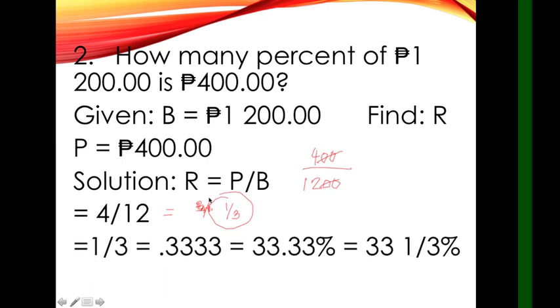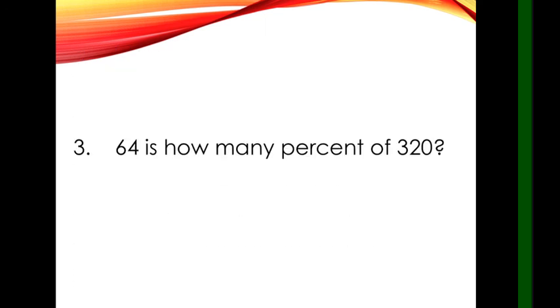Or simply 0.333. If you divide it, it is a repeating decimal, or 33.33%, or it can be written as 33 and 1/3%. You can review our previous video about turning this fraction into decimal, and then turning repeating decimal into fraction. Meron akong mga examples doon na na-discuss ko kung paano gawing decimal ang fraction at gawing fraction ang decimal. Okay? Now, let's have number 3.